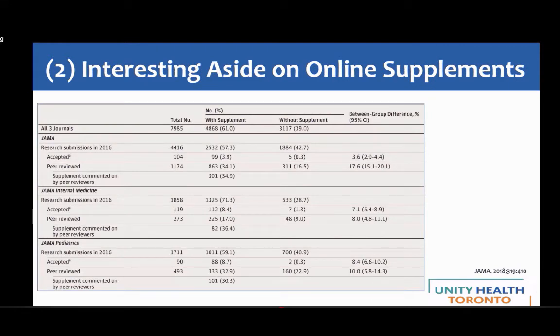This is an interesting aside about this. This was a research letter published in JAMA, which looked at papers submitted to the JAMA journals, and they compared papers that had online supplements versus those that didn't. And interestingly, papers that had online supplements were more likely to be peer reviewed and accepted.